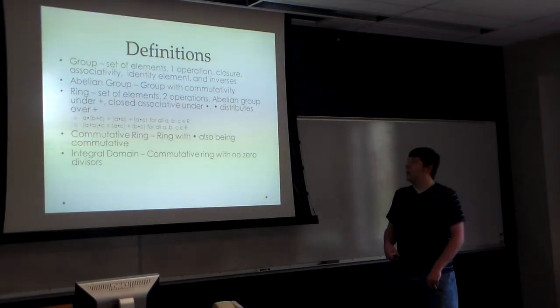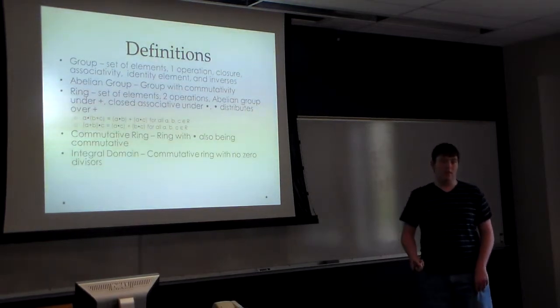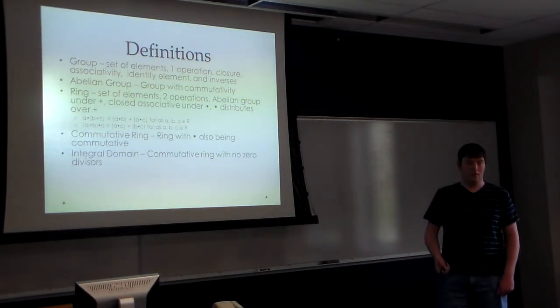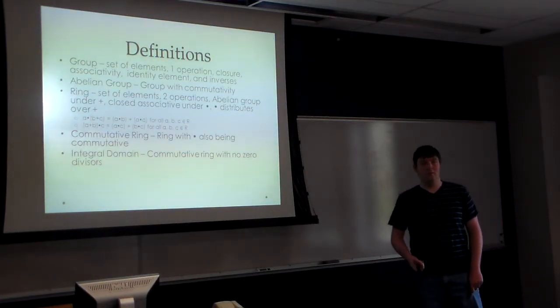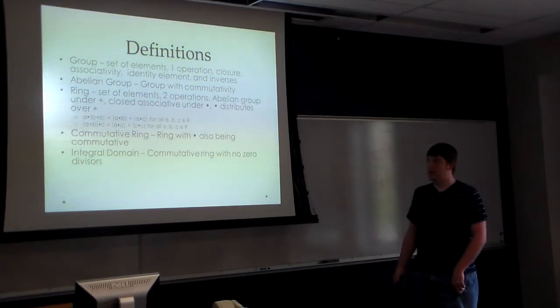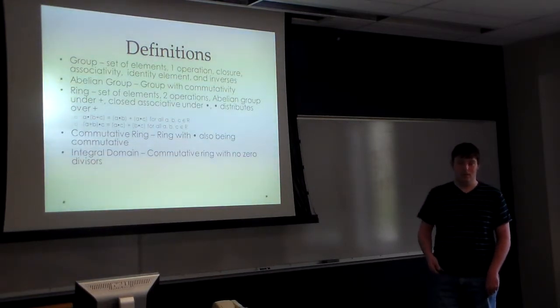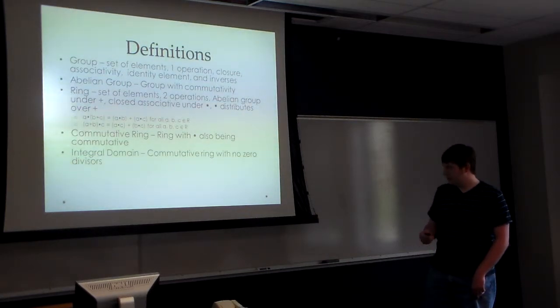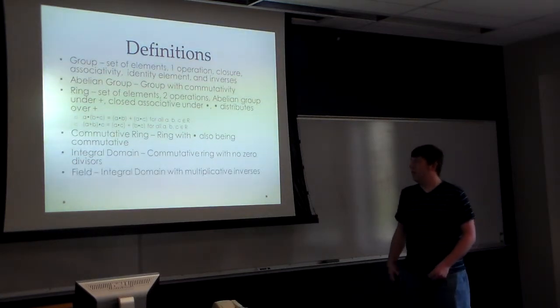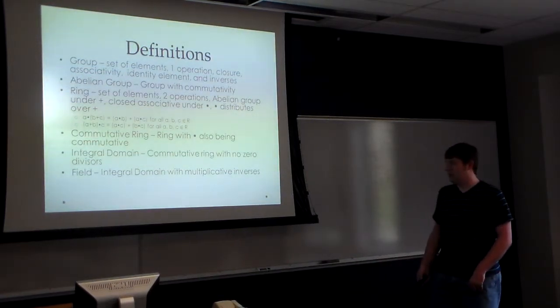So you take two elements that are not zero, and zero in this case being the additive identity. And then you multiply them together. Again, it doesn't have to be multiplication. And then you don't get zero, to have no zero divisors. And then our definition of a field is an integral domain with multiplicative inverses.